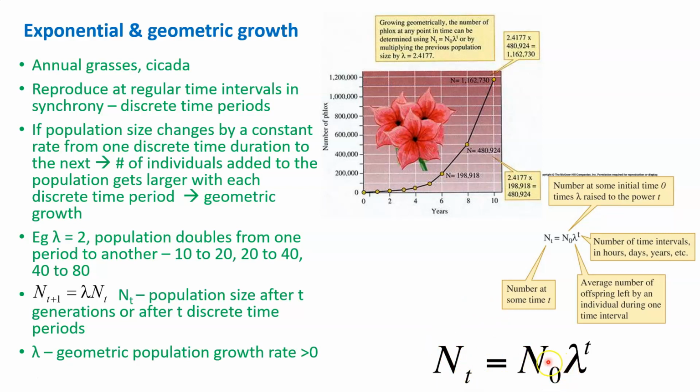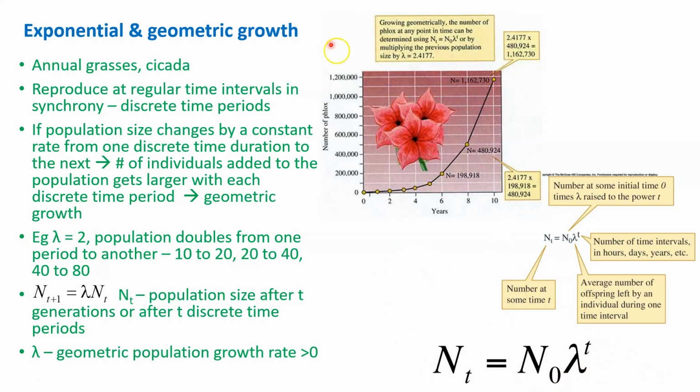N sub 0 is the average number of offspring left by... N sub 0 is the number of individuals at the initial time frame in that particular population, right? And what is lambda? Lambda is the average number of offspring left by an individual during one time interval. In other words, it is the reproductive rate, or population growth rate. And t is the number of time intervals in which the reproduction takes place.